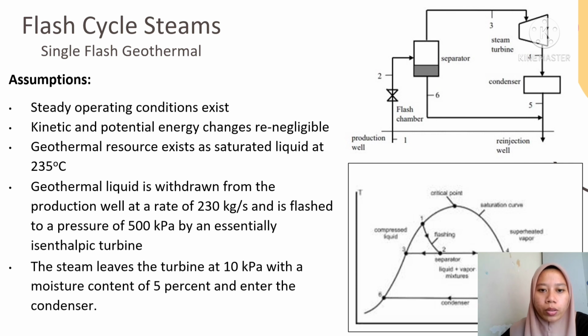Geothermal liquid is withdrawn from a production well at a rate of 230 kg per second and is flashed to a pressure of 500 kPa by an essentially isentropic turbine. The steam leaves the turbine at 10 kPa with a moisture content of 5% and enters the condenser. So from here we can calculate the work of the turbine and then the energy input.